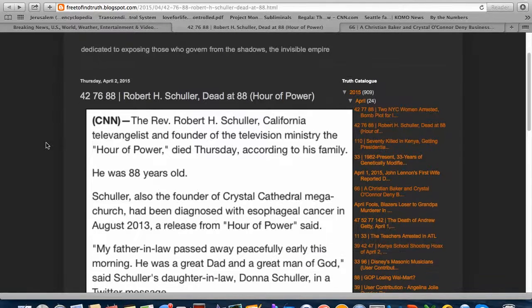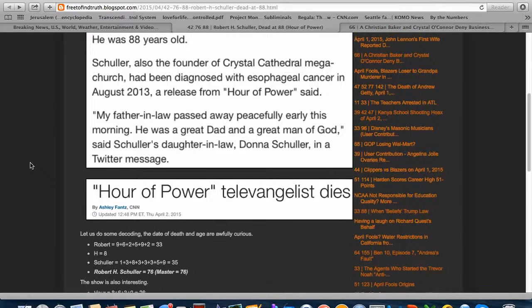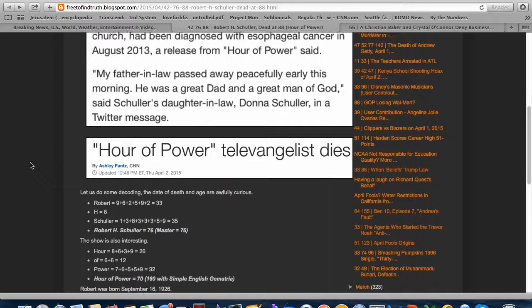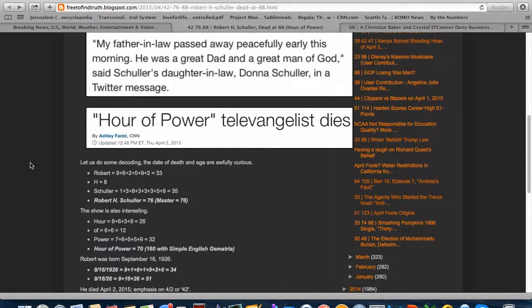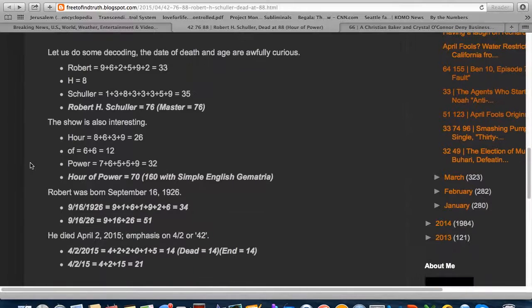And another headline today is that Robert H. Scholler died at the age of 88. Very curious number. He was the Hour of Power televangelist. Lived a long, wealthy life of exploiting Christians. Christians, they sure like to get exploited, don't they? Put themselves out there for quite a few dishonest people. The name Robert H. Scholler sums to 76, just like the word master. Of course, Robert's that 33 name we see so much.